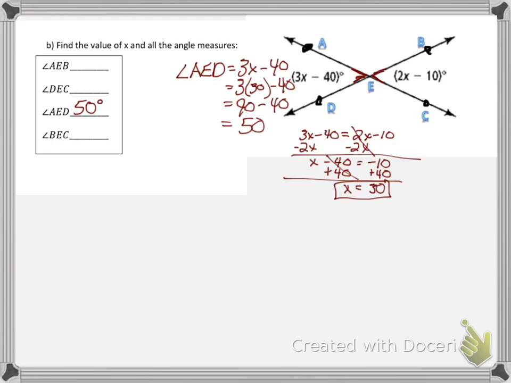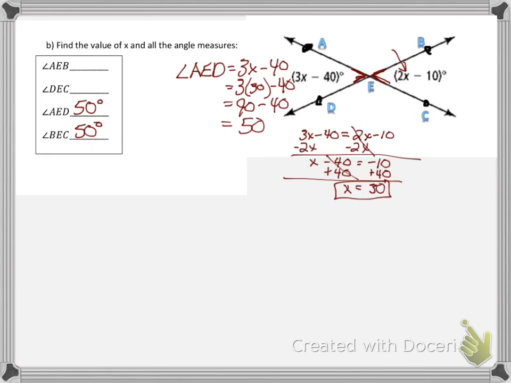Since we have vertical angles right here, then we know that BEC is also 50 degrees. And if we were to go ahead and plug in 30 right here, then 2 times 30 is 60, and 60 minus 10 is 50. So you can always double check to make sure that that's correct.